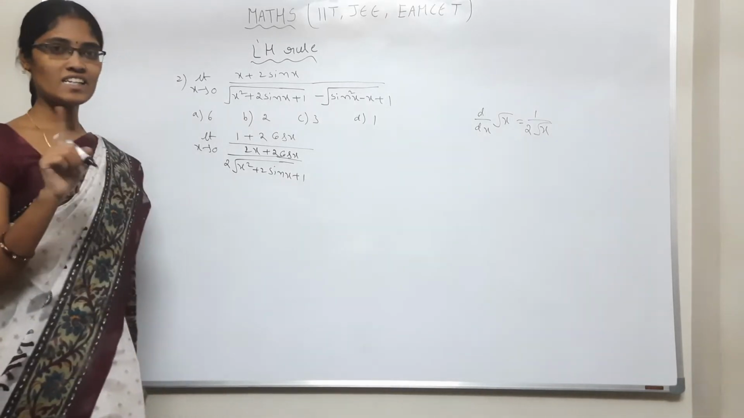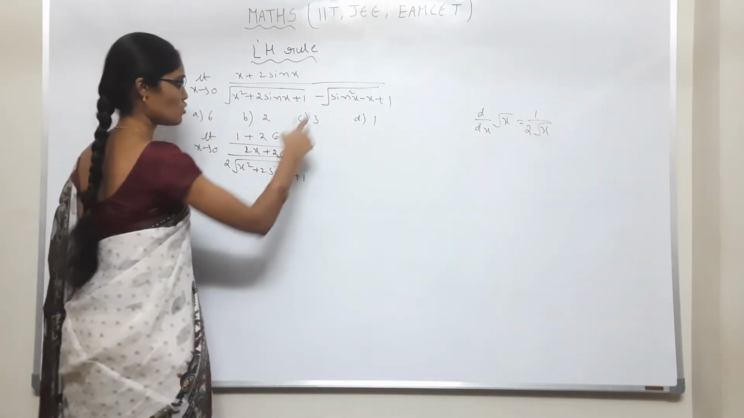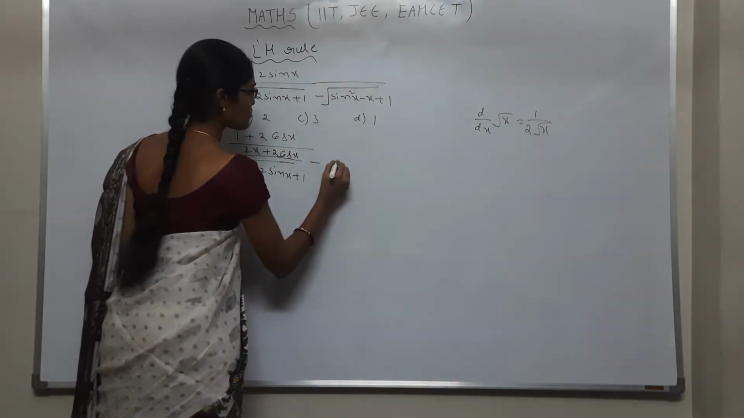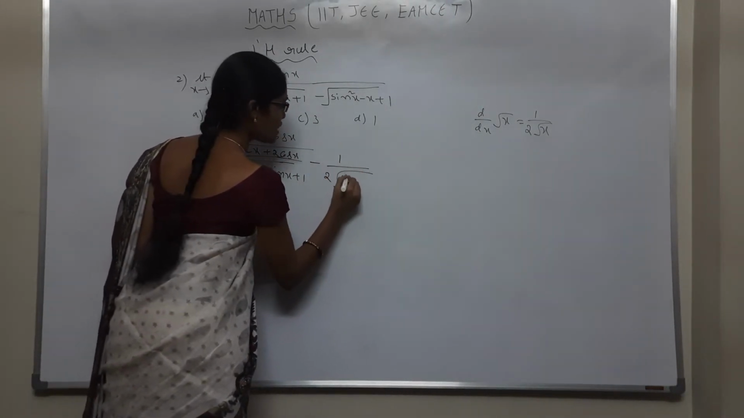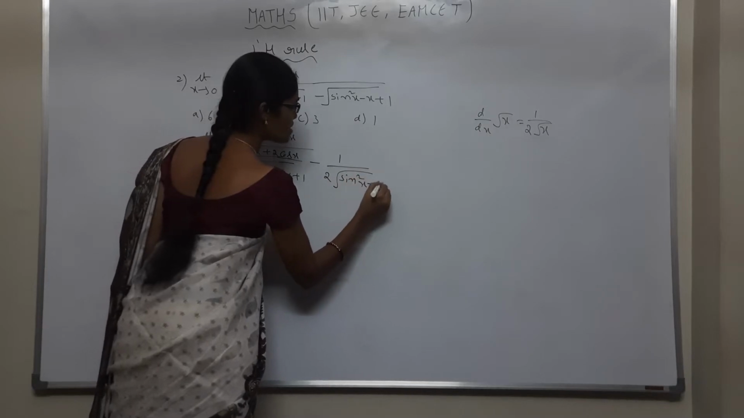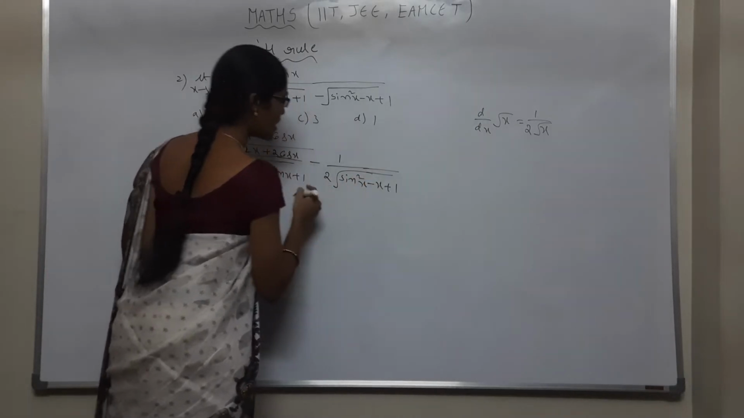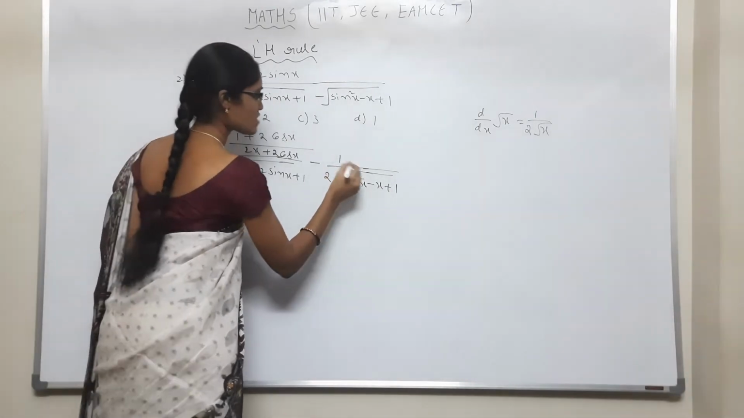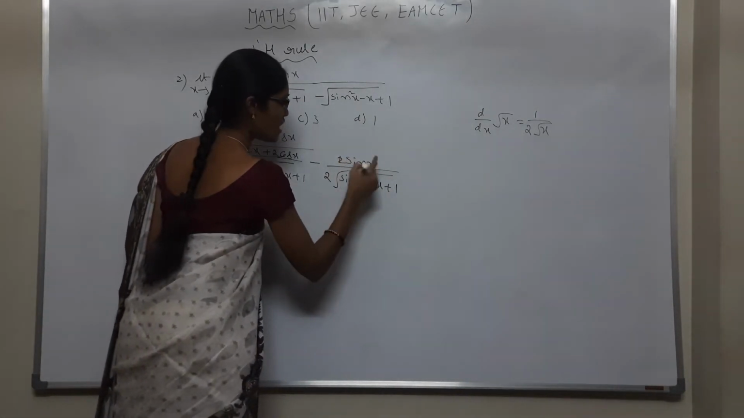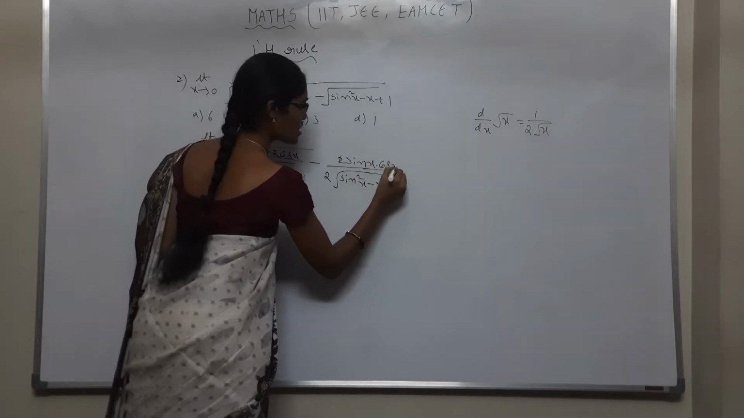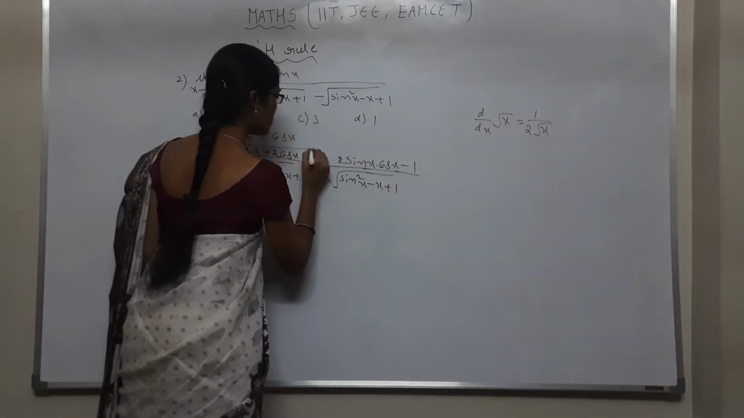Derivative of constant is 0. That's why this value is 0. Okay. Minus 1 by 2 root x sin square x minus x plus 1. Again inner derivative of sin square x. First 2 sin x. Again derivative of sin x is cos x, minus 1.